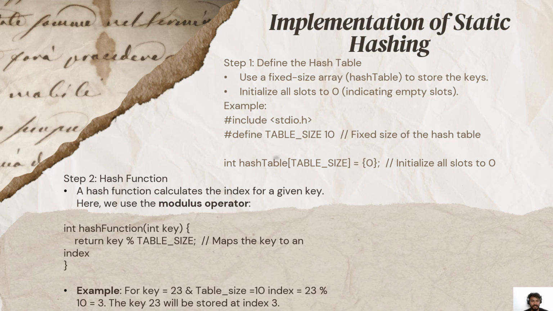Step 2, hash function. A hash function calculates the index for a given key. For a hash function, we use the modulus operator. For example, key = 23 and table size = 10. Using the formula index = 23 modulus 10, we get the remainder 3. The key 23 will be stored at index 3.